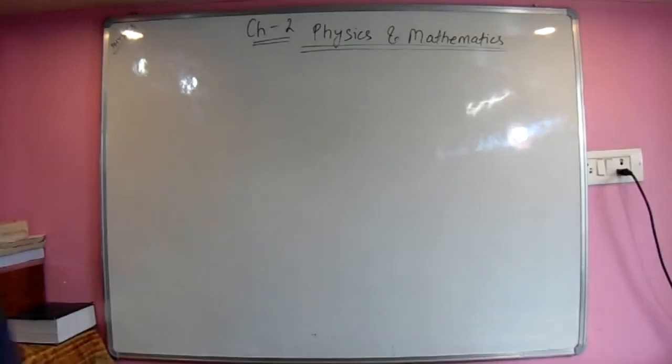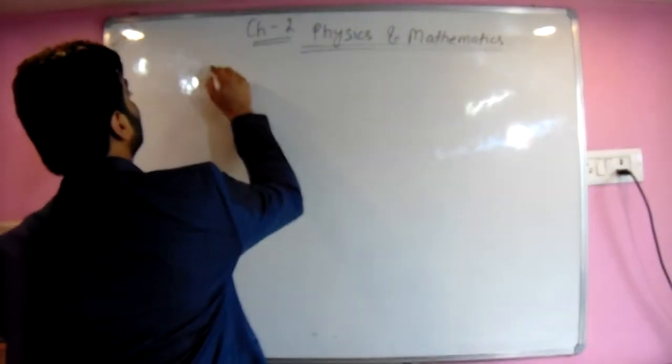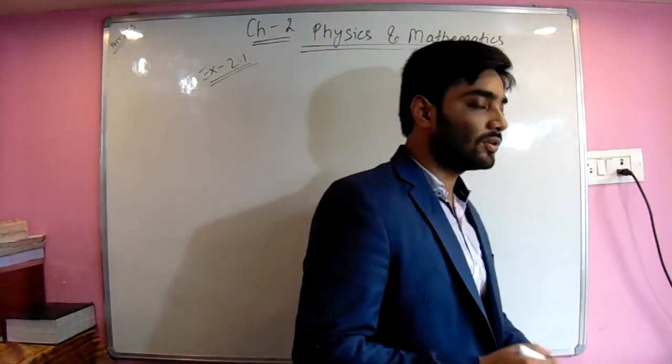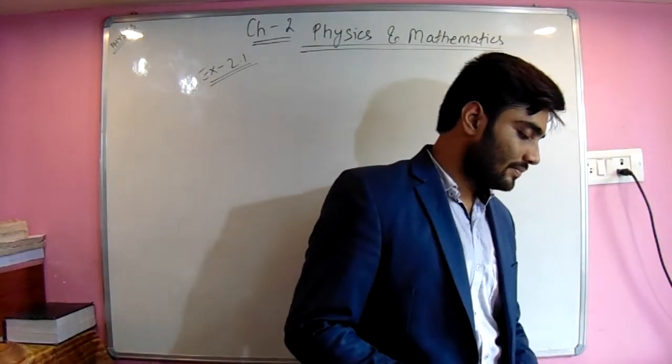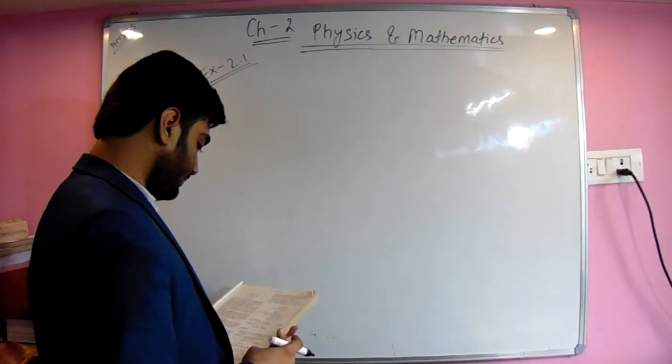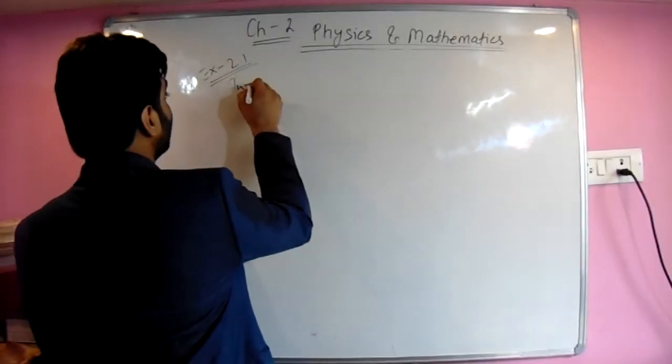Yes, let's solve one more question, the first question of this chapter. Example 2.1. Based on the previous lecture, it means addition of vectors: the triangle rule of addition and the parallelogram law of addition, of two vectors.